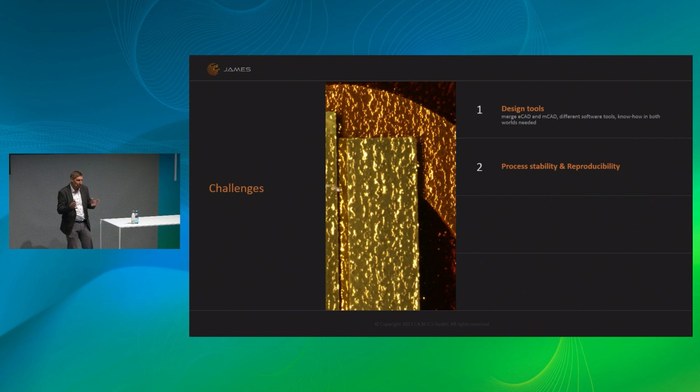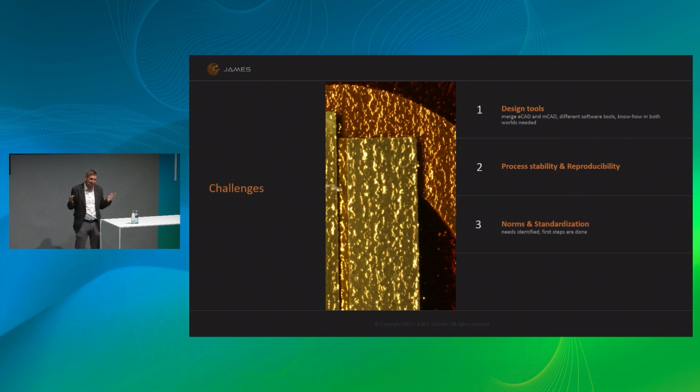Second one, process stability and reproducibility. This is getting better and better, so the improvement is there, but sometimes it happens we're having the same application, the same settings, the same engineer, but another result. So this is definitely a topic that we need to improve.